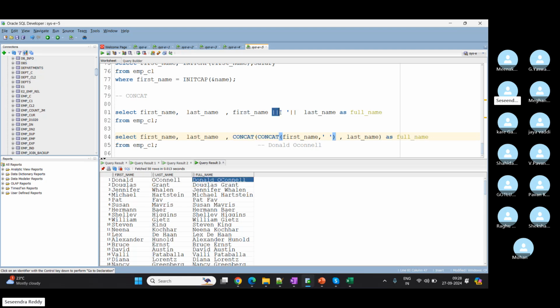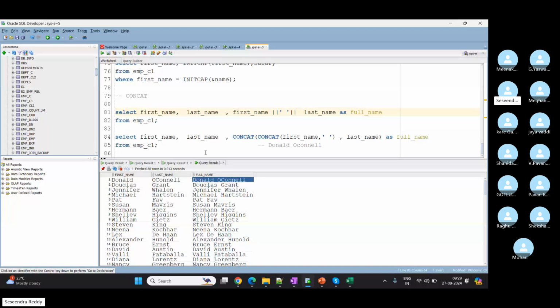Either we can go with the pipe delimiters to concat with other column values, or else we can go with the concat function itself. But let's say in between, or at the end, I want to add some.